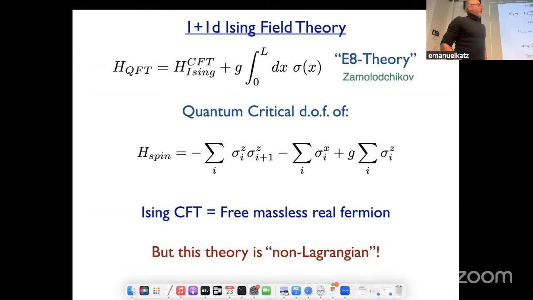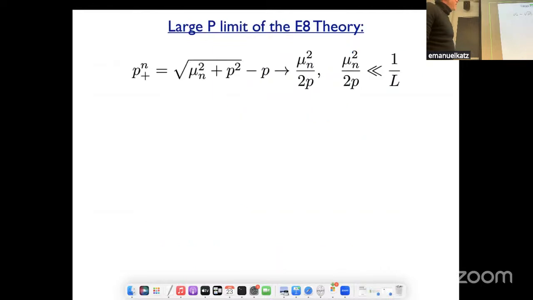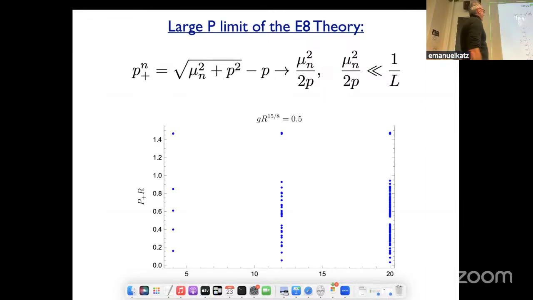But this is a very interesting theory, and a theory that people have realized experimentally, in fact, in the lab. So it's kind of a fun example to consider. And so here's the data for that theory. One could compute in this theory the spectrum, and again, take the large momentum limit, and you see this pattern that I was advertising.